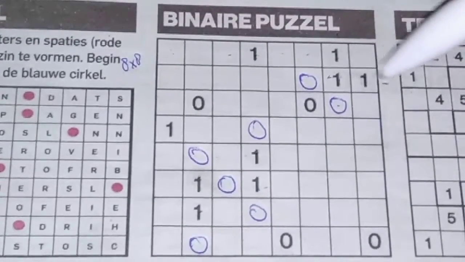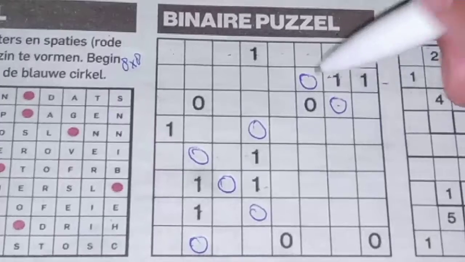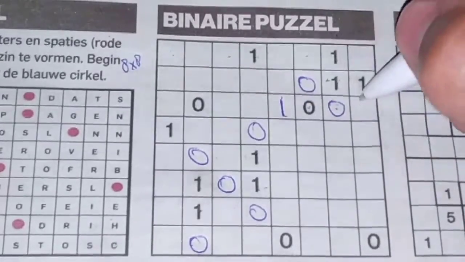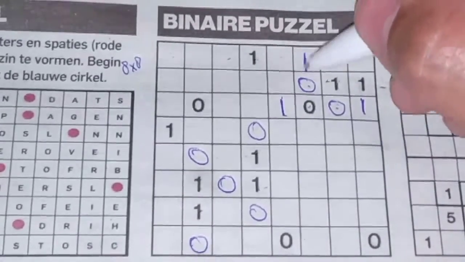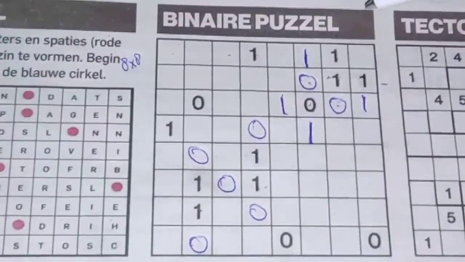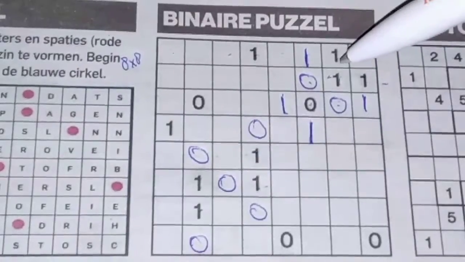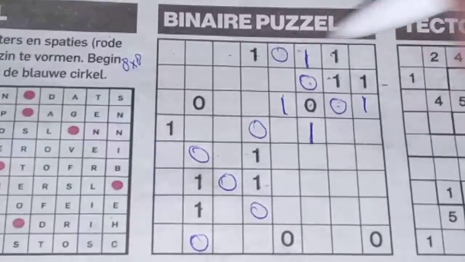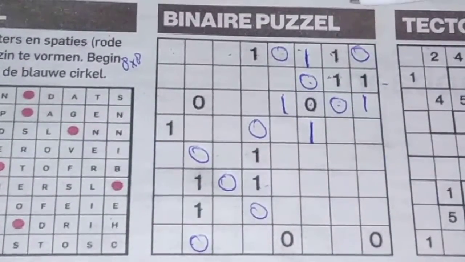Then I need to continue with the O, double O, here a one, there a one. Double O, here one, there one. Double one, here an O, there an O.